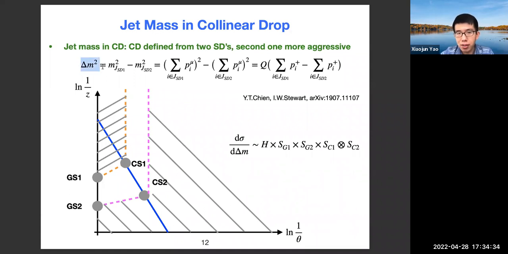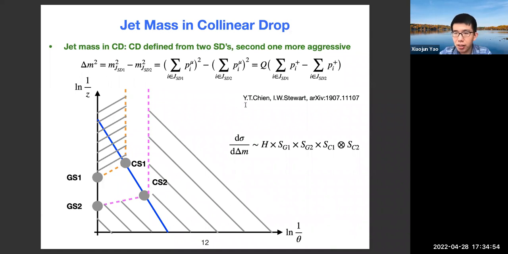For the jet mass in collinear drop, we just take the difference between two soft drop jet masses. The soft drop jet mass 1 is bigger than the soft drop jet mass 2. And their difference corresponds to the contribution from this white region here, like a shell between the two soft drops.